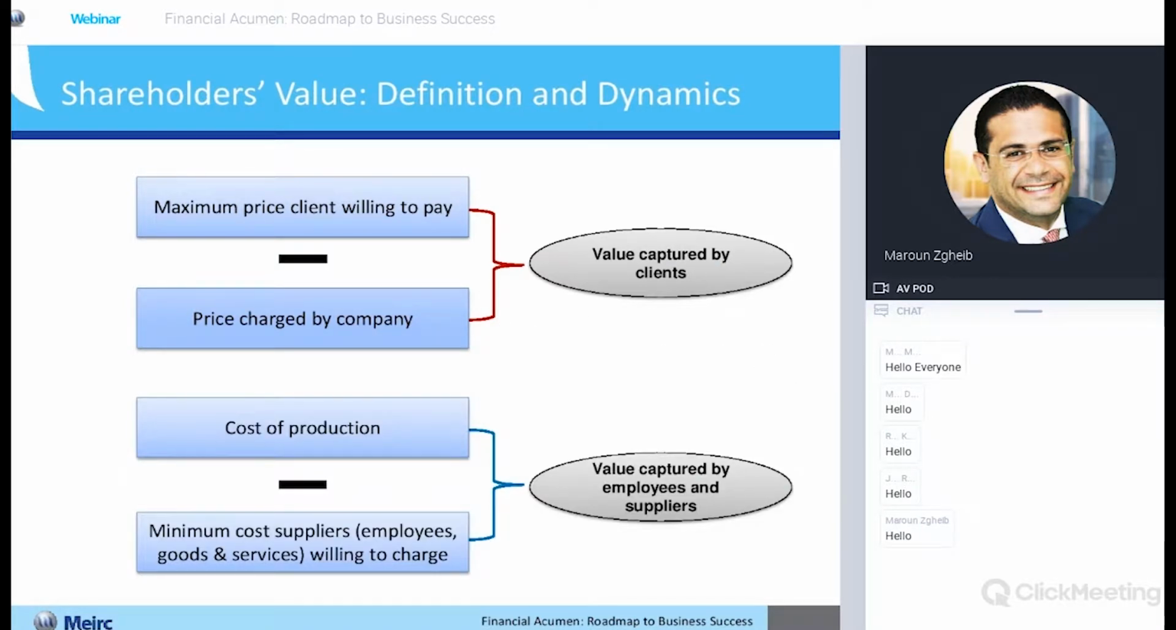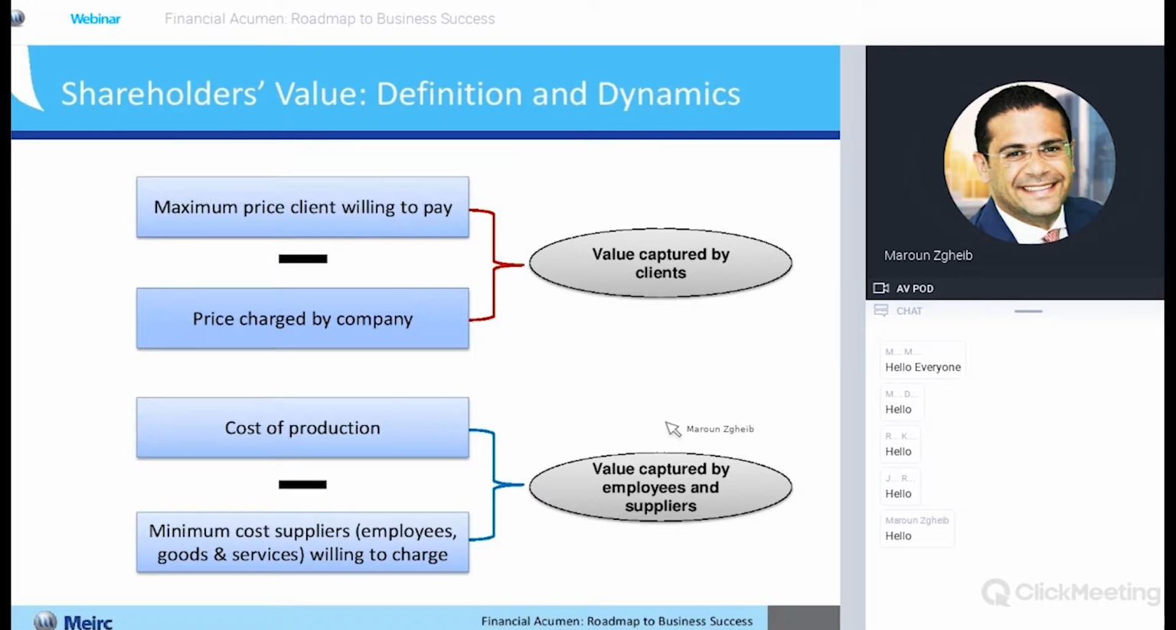From the other side of the value chain, we have the value captured by the employees or suppliers, which is the difference between the actual cost of production and the minimum cost. For example, if you are willing to take a job for 10,000 dirhams, but in fact the company is paying you 12,000 dirhams, the difference between the 12,000 which you are actually getting and the 10,000 which you are willing to take, this 2,000, is the value captured by the employees or the suppliers of the company.